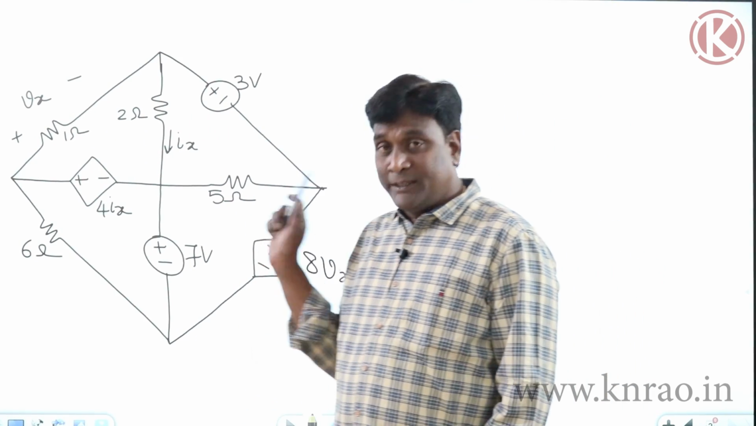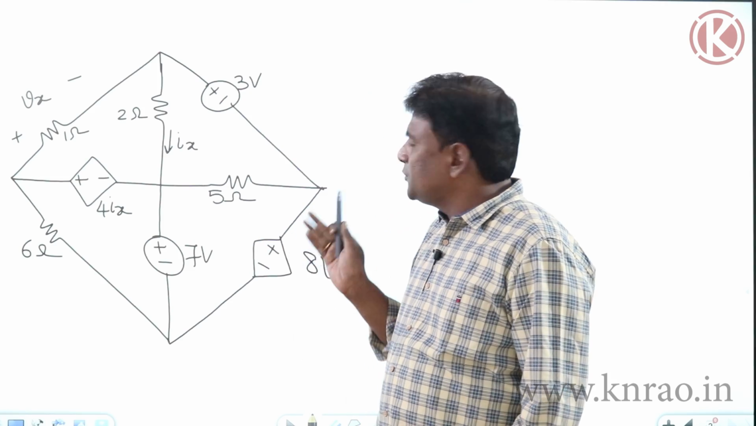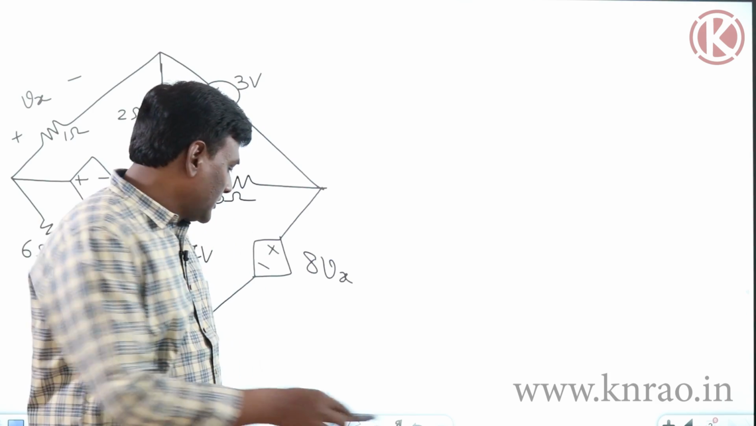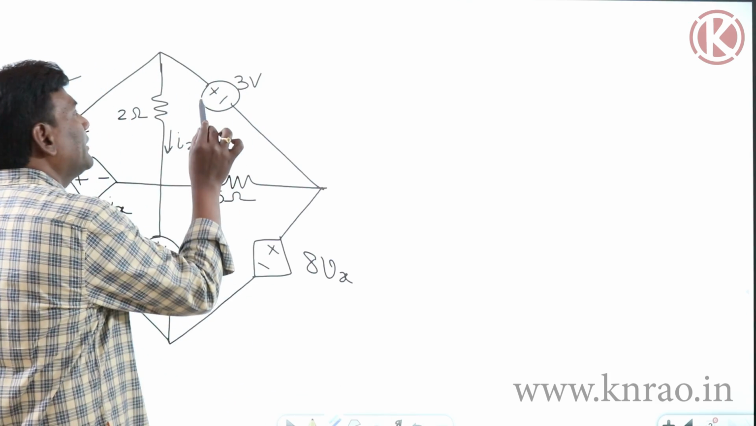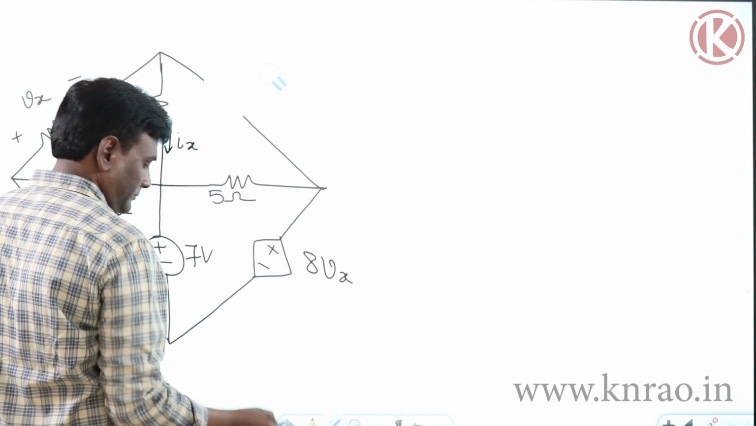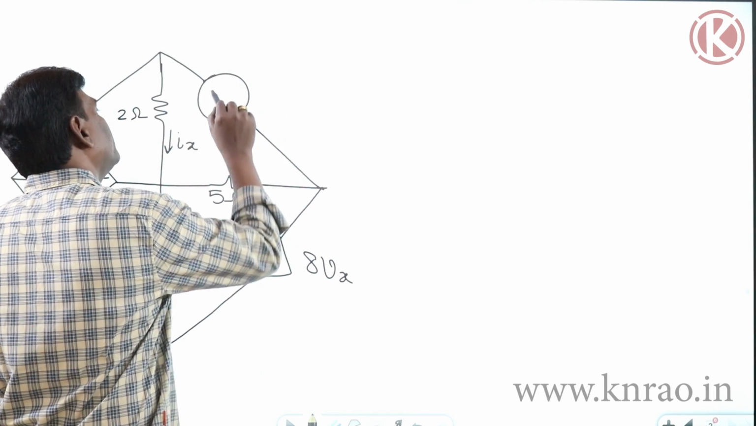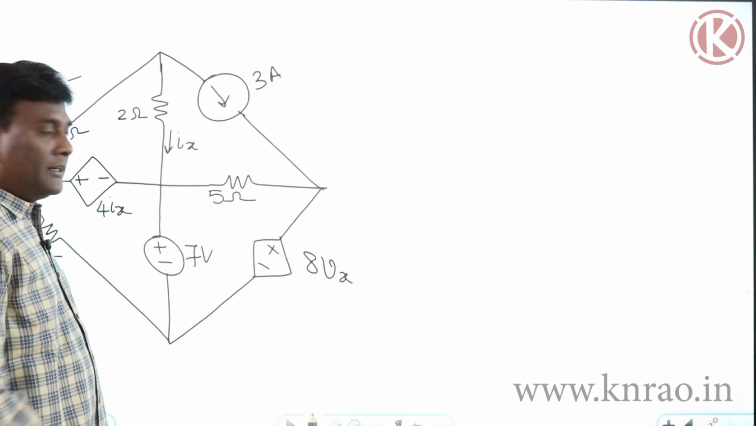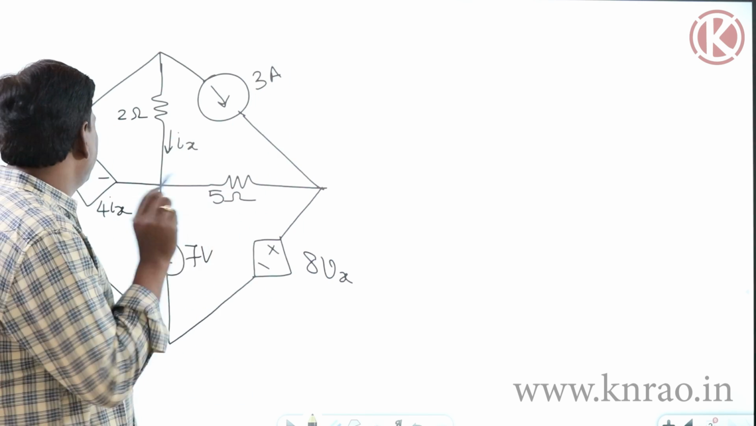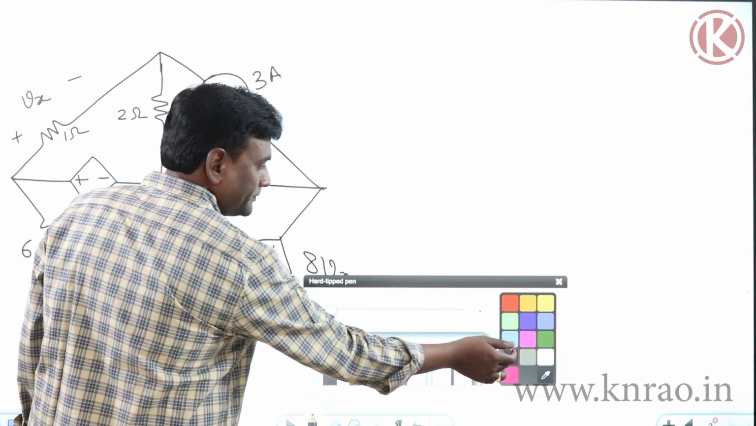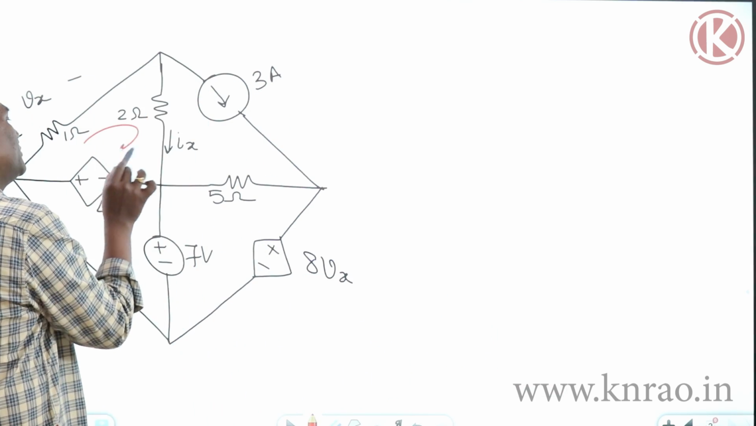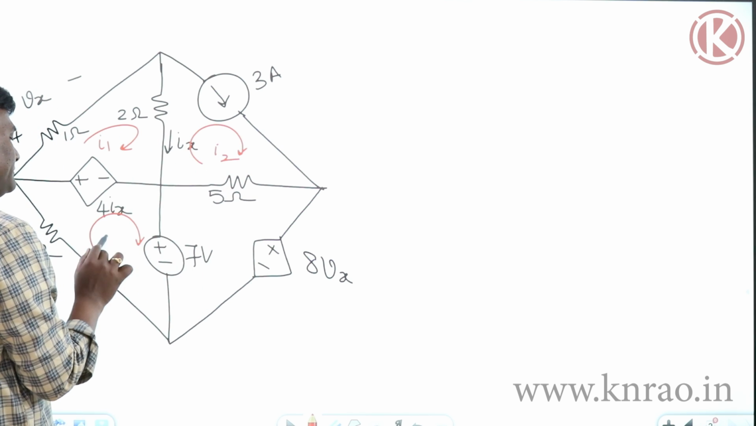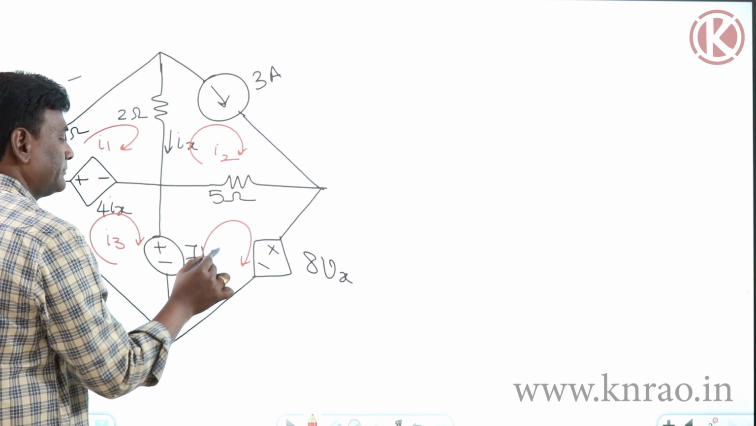Now I have taken the same problem. Let me convert a few things, because application of KVL is indirect with current sources. So for example, let me change this to 3 amperes. Then what will happen? Let us see. See here again, I1, I2, I3, I4. This is going to be I1, this is I2, this is I3, this is I4.